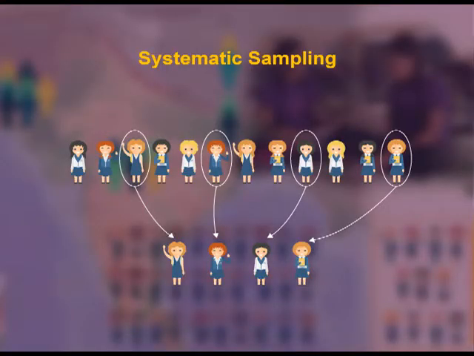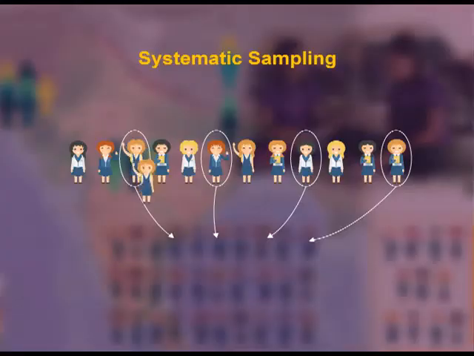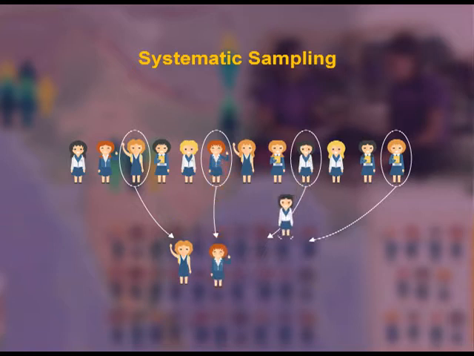Second, systematic sampling. In systematic random sampling, the investigator selects the units at a fixed interval, and the elements of the population are put into a list, and then every element in the list is chosen systematically for inclusion in the sample.